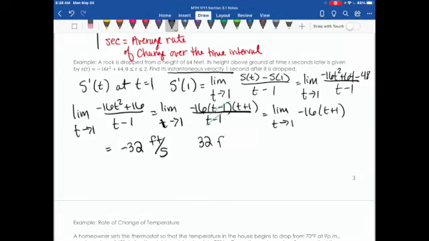Okay, now the 32 feet per second here represents the speed. And what makes velocity different than speed is that velocity also indicates a direction. And this negative, in this case, indicates the direction of the object.